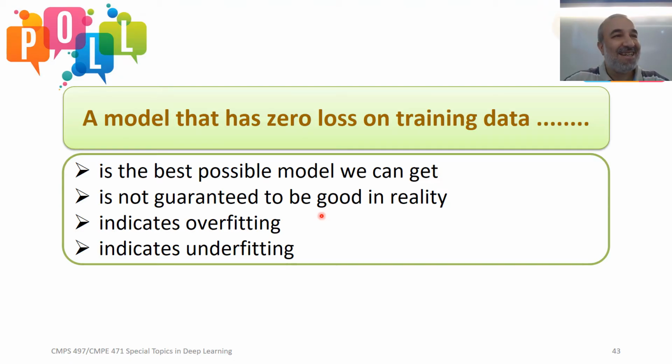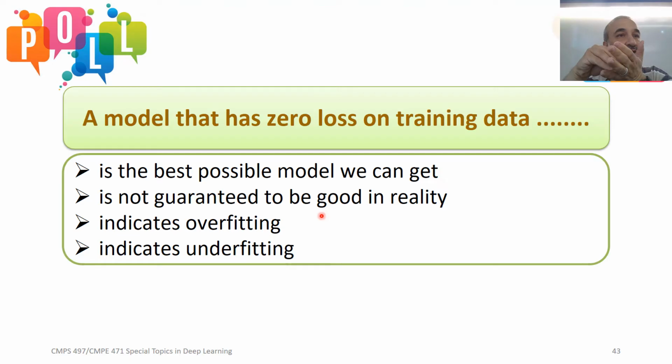Okay, so let's take one by one. So you said two answers, right? It indicates overfitting. Can we say that it's overfitting without a test set? The statement says that the model has zero loss on training data. Does it say anything about test? No. So we cannot say overfitting, right?